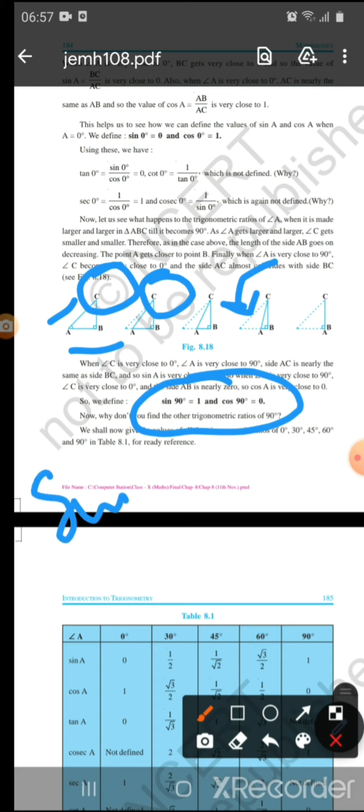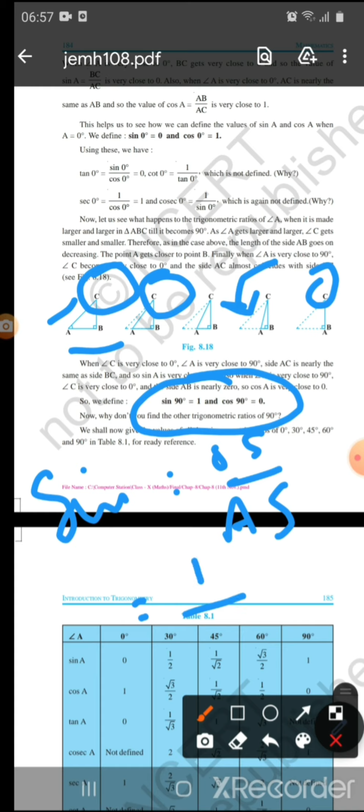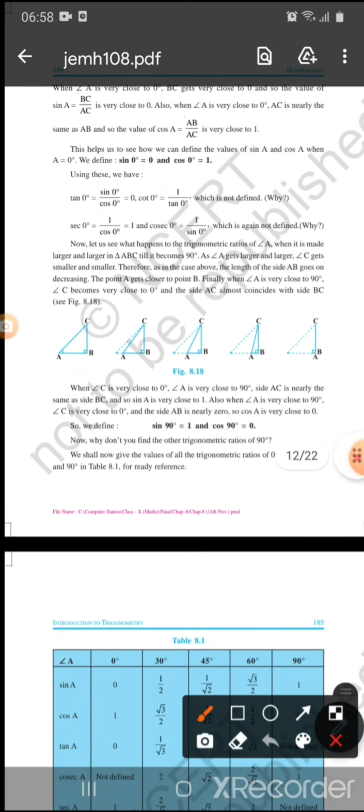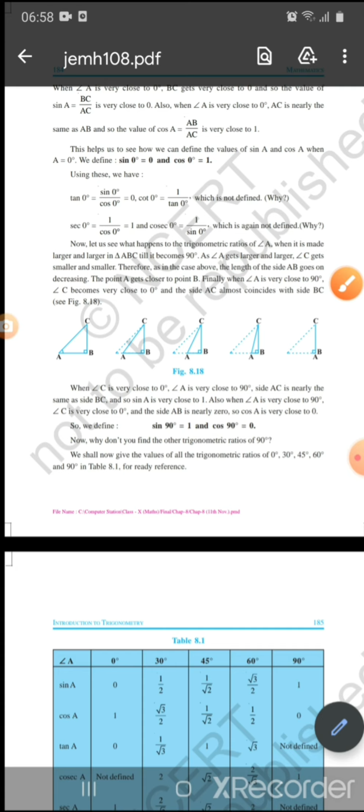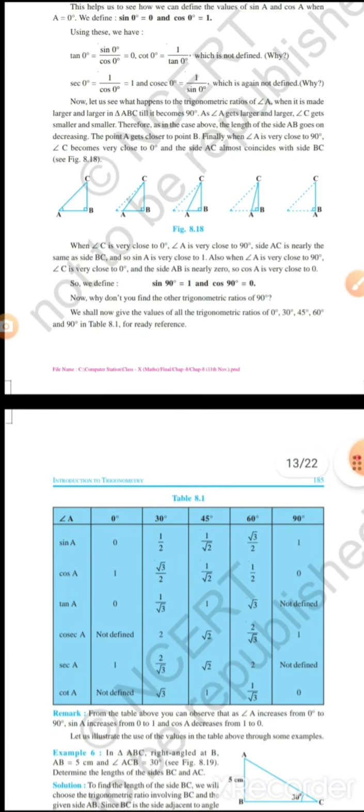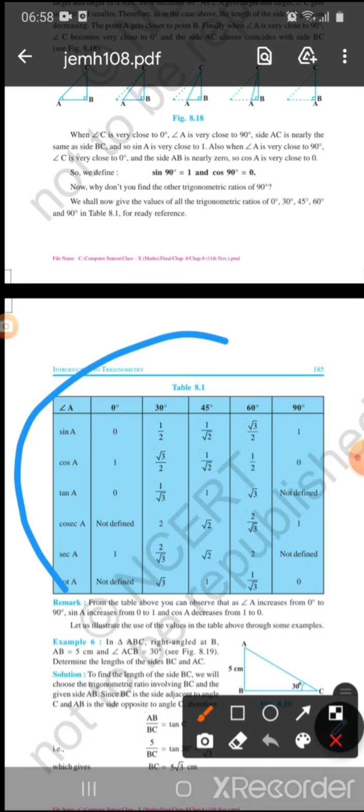What is the value of sin theta? It is nothing but opposite side upon hypotenuse. When I take this angle as a reference, what is the opposite side? It becomes 1, as both sides, AC and AB, have become equal, so it has become 1. This is how the value of sin 90 becomes 1, and cos 90 will be 0. So sin and cos both go complementary in this case, which is also evident from table 8.1.